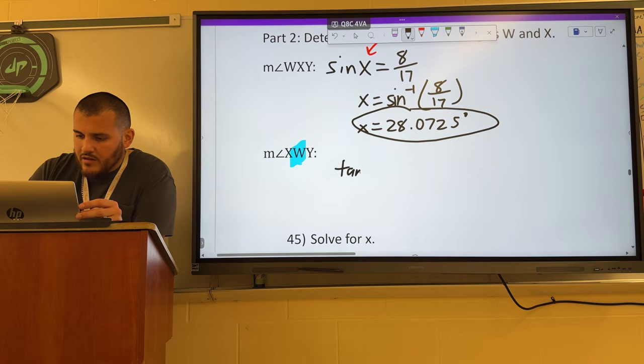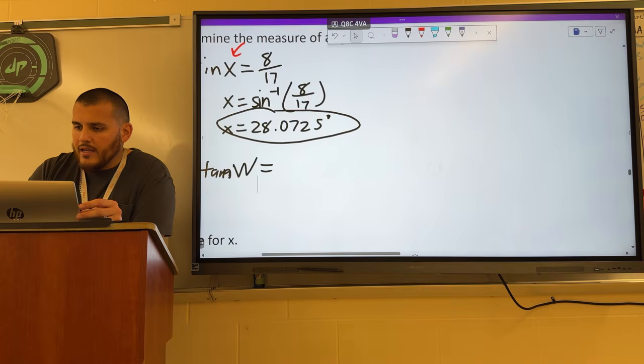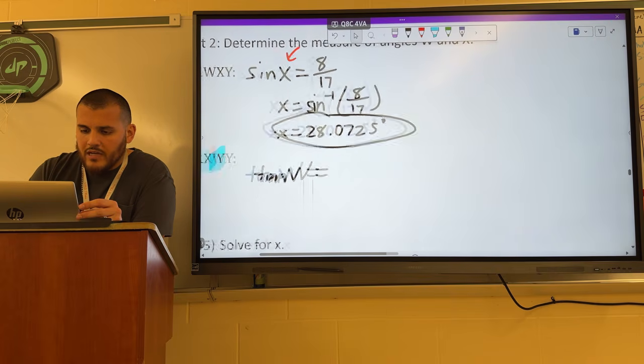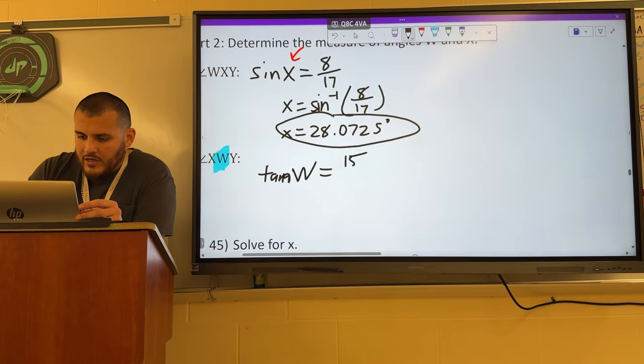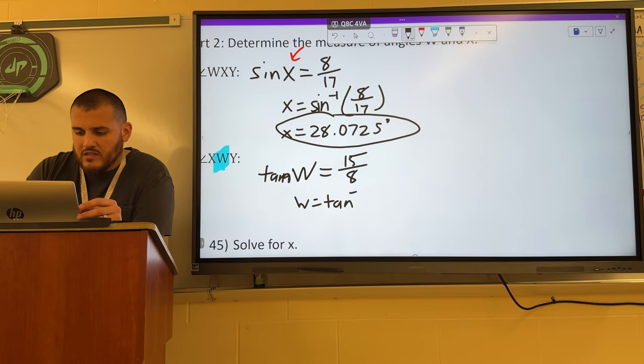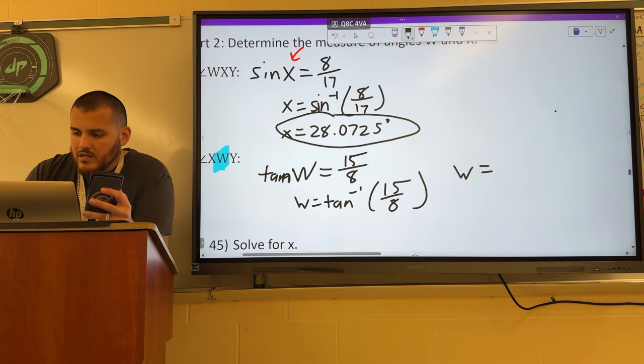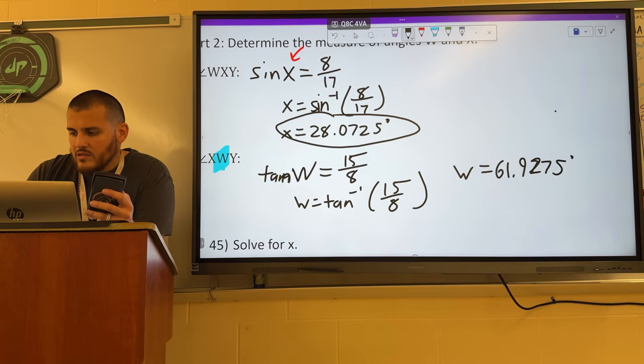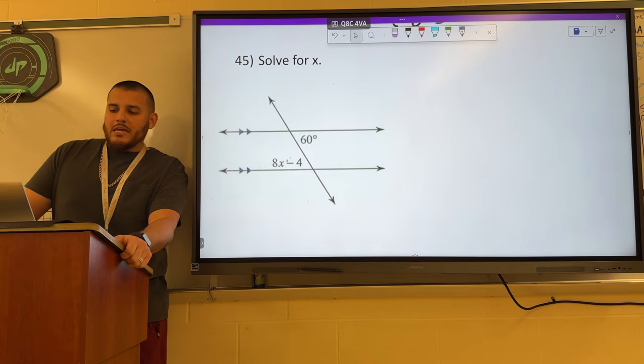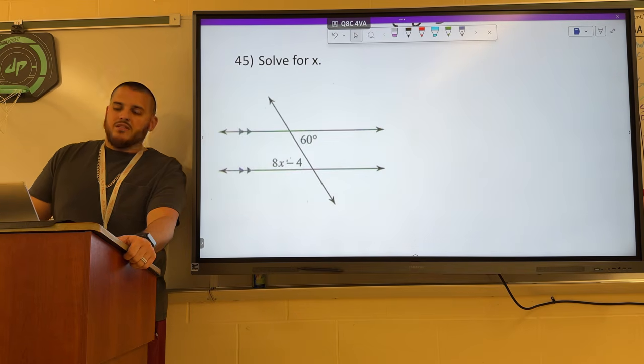The tangent of W, that's supposed to be an W, sorry. The tangent of W equals, again, that ratio was 15/8. Well, if the tangent of W is 15/8, then W would equal the inverse tangent of 15/8. And we just need to calculate that. Inverse tangent of 15 divided by 8 gives me 61.9275 degrees. Our next two examples involve angle pairs on parallel lines with transversals.